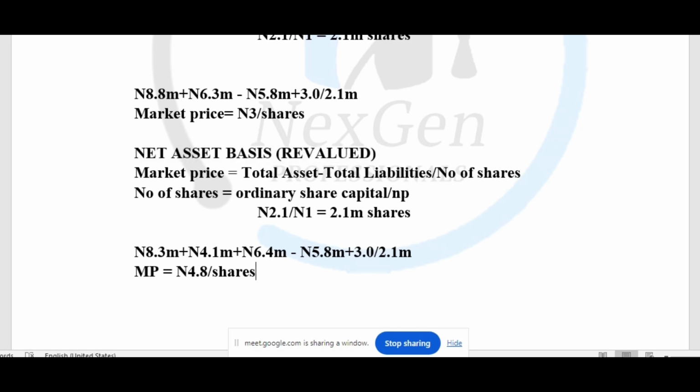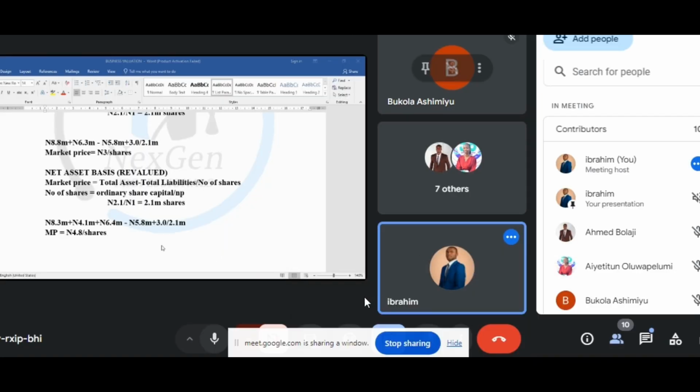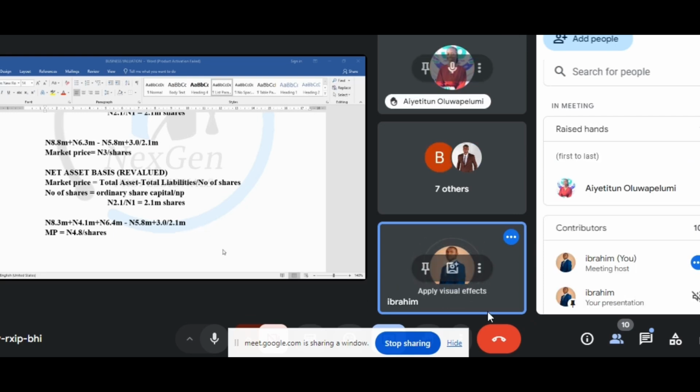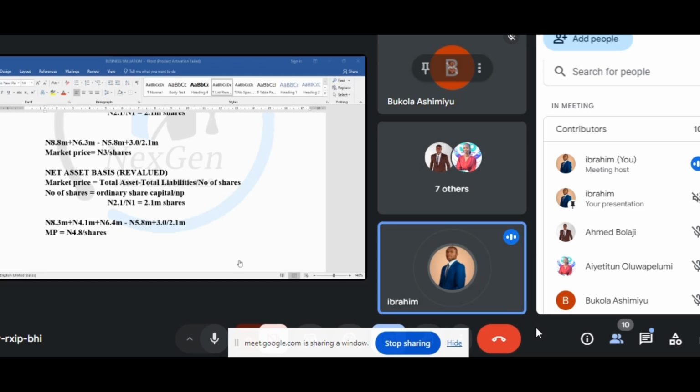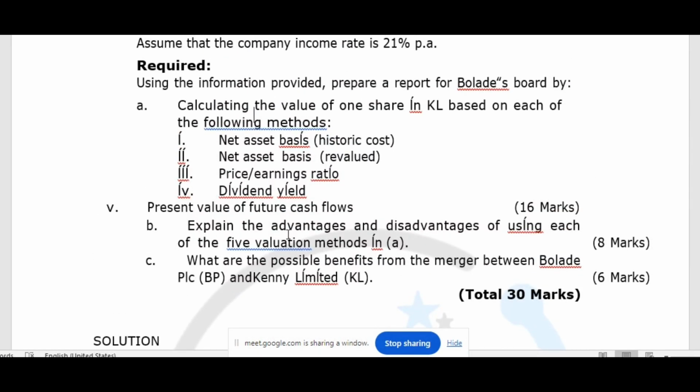Class, can we continue? Do we understand? Hello, class. Do we understand? Can we proceed to other methods? Let me see your hands up, please. Indicate with emoji. Okay, we can continue. That's fine. Thank you, Ahmed. So, class, which other method do we have here?